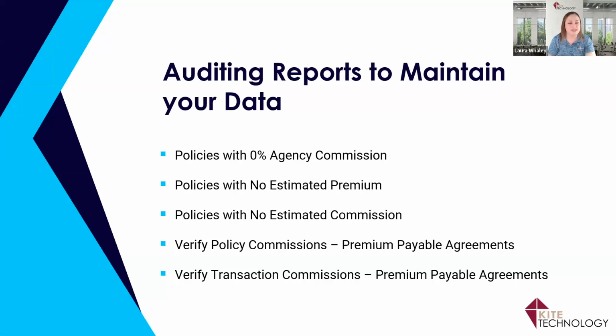The next two are very similar: policies with no estimated premium and policies with no estimated commission. So it's looking at that policy level, the data fields there for estimated commission and estimated premium. Again, if you have that calculation on, as long as you have estimated premium at your line level and you have your agency commission, these fields should be calculating. So if you're missing something there, it's either they're missing it at the line level or you don't have your calculator on.